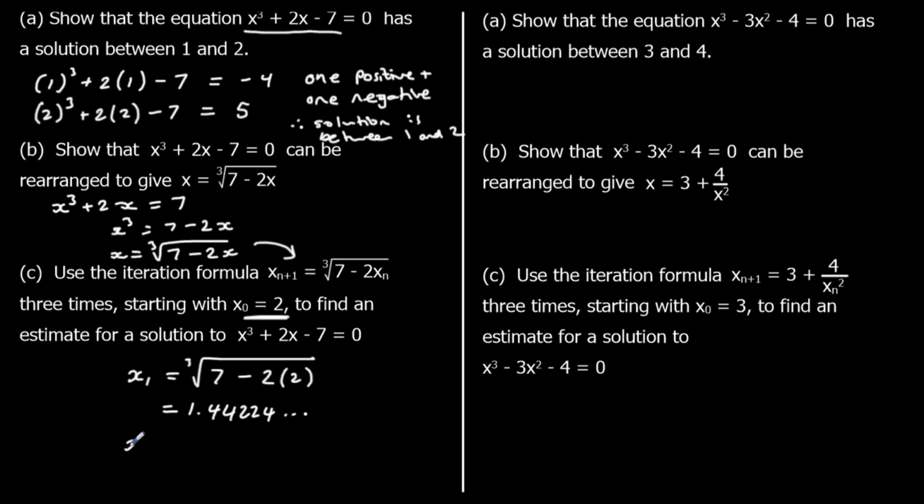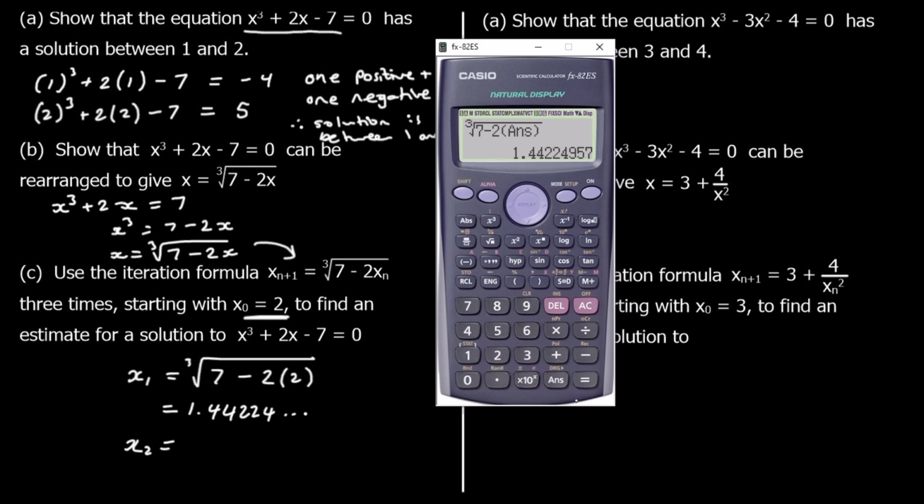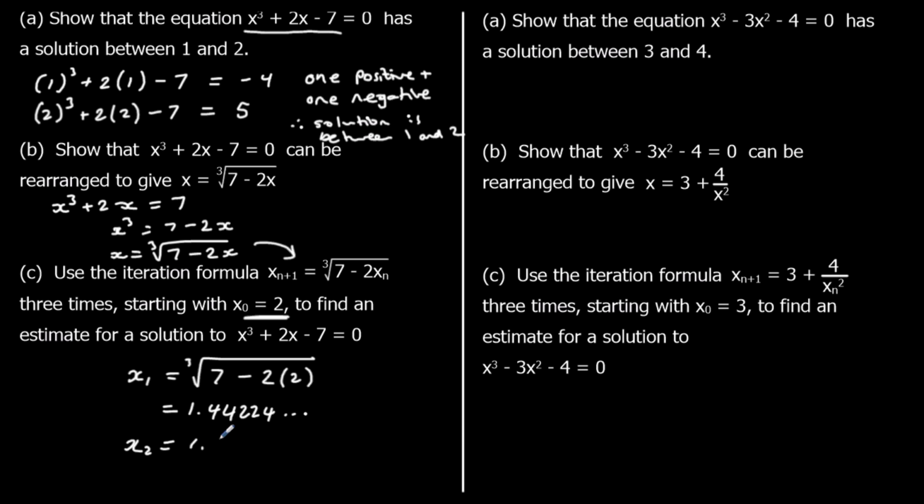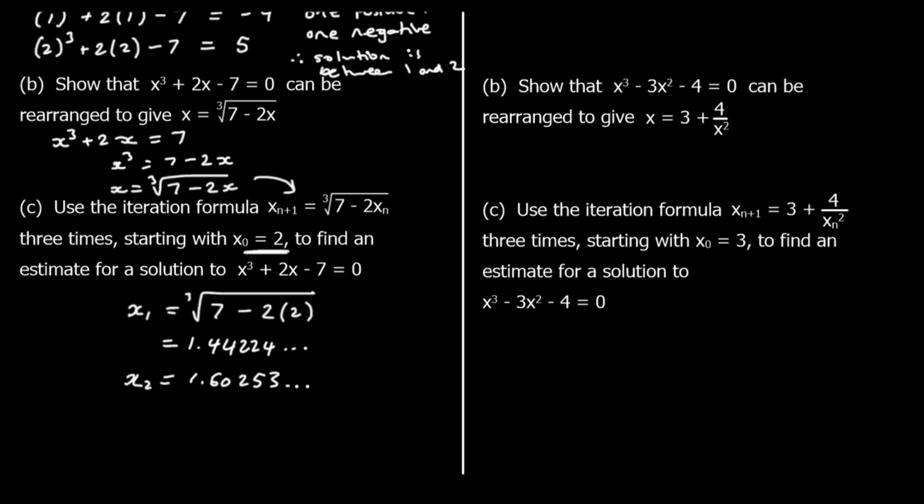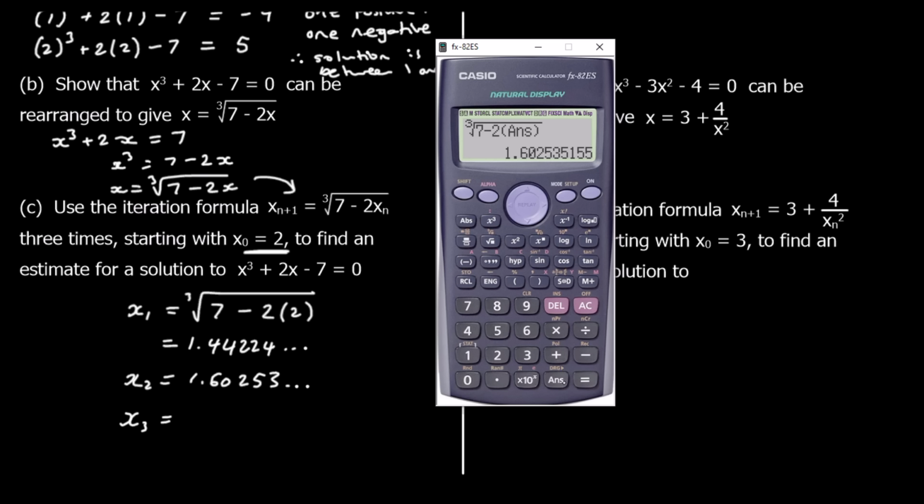And then I'm going to work out x2. And all I've got to do to work out x2 is press the equals button. So I've got 1.6025 and so on. And x3, just press the equals button again one more time, and we've got 1.55979 and so on.